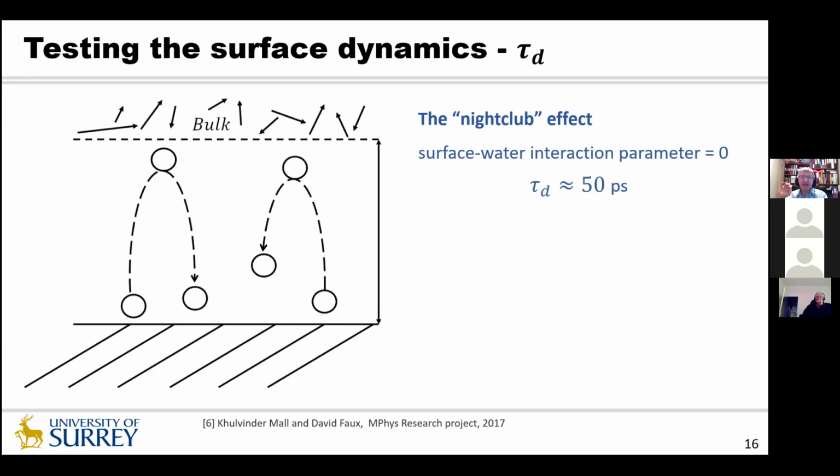Indeed, if there is absolutely no interaction between the surface and the water at the surface, tau D is still 10 times longer than the characteristic time constant for the diffusion of the bulk water here, 50 picoseconds. Moreover, it's a factor of 100 longer if the surface-to-water interaction parameter is 1. So if the solid is interacting with the water with the same interaction as water-water, tau D is some 100 times longer than the corresponding time constant for the movement of the bulk water.